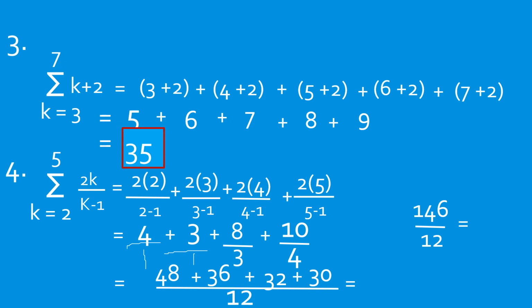And then you can reduce that to lowest terms by 2 only. 146 divided by 2, that is 73. And 12 divided by 2, that is 6. So let's have that here. So that is now the value.